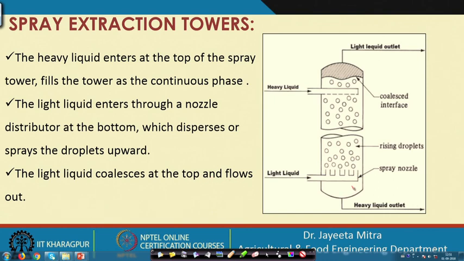Okay. So, all the spray, that is the rising droplets, come up and coalesce and then go out from the top section, and the heavy liquid that is coming from the bottom is extracted. While this light liquid is coming in contact with the heavy liquid and moving towards the top, the solute component or flavor component that it intends to take from the heavy liquid to the light liquid, that transfer is taking place. So, this is how the spray extraction towers work.